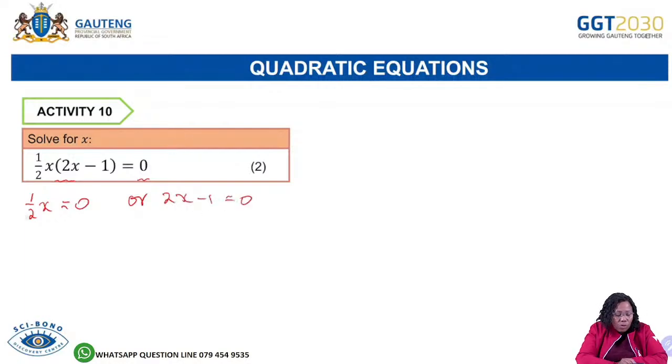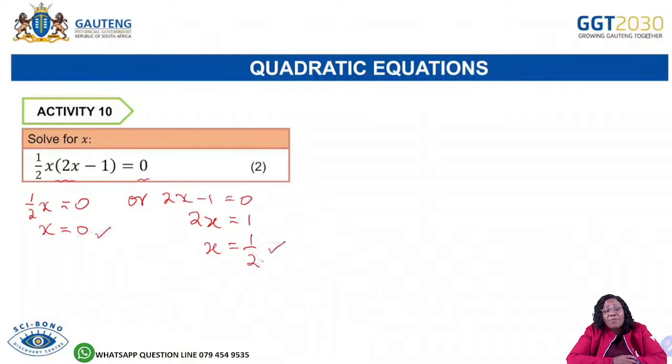So now divide by half, x will be equal to 0 for that one, or 2x will be equal to 1, divided by 2, x will be equal to half there. So your answer will be x equals 0 and x equals half. They have already factorized for you.